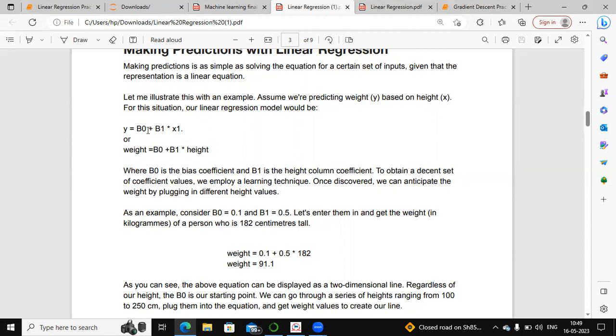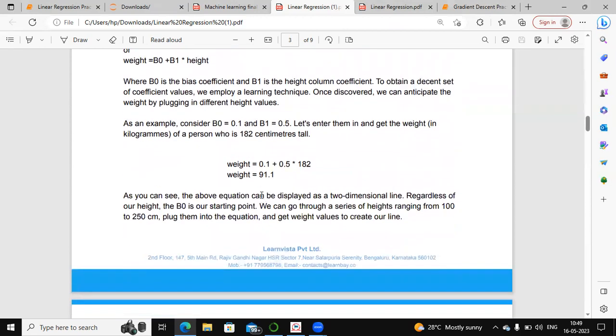As an example, let's consider B naught, the intercept, to be 0.1 and B1, the slope, to be 0.5. Let's enter them in the given weight of a person who is 182 centimeters tall. So we have to find the weight. We have calculated B naught and B1 as 0.1 and 0.5. When you calculate that, you will understand that the weight comes out to be 91.1 kilograms.